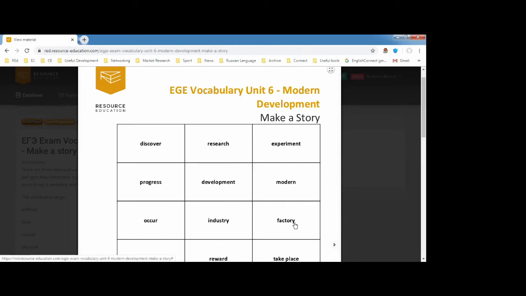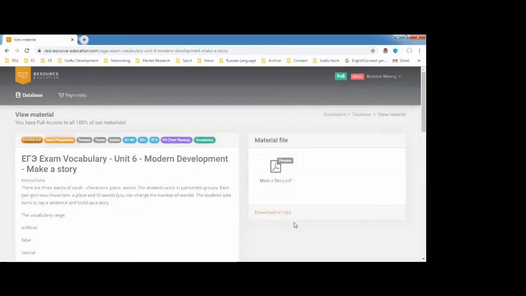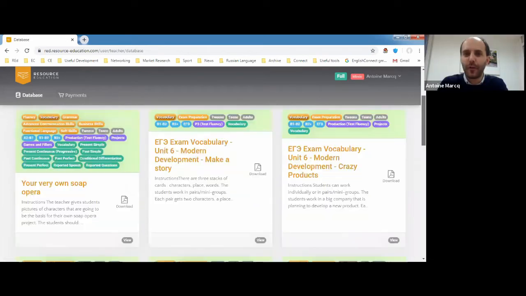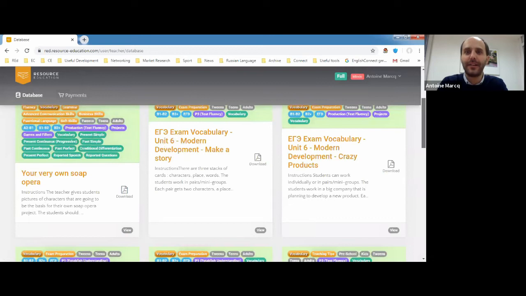Okay. Clear? Yeah. So again, these are for our vocabulary collections. We always have match and memory cards, unscramble activities to automate as well. Make a story is our P3 kind of activity where there's little preparation. It's more about spontaneously coming up with a quick story that combines two characters, a place, and a certain number of words.